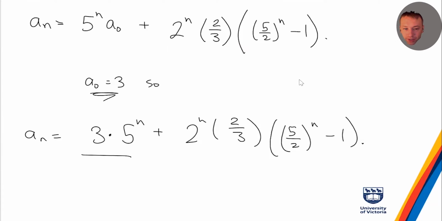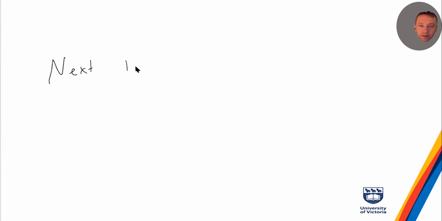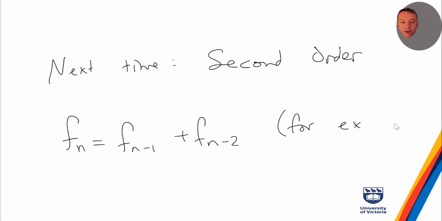A very strange kind of answer. Okay, so that's all the examples I have for you today. Next time, we'll start with a little bit more complicated example of this type, again using this telescoping trick, and then we will move on to second order recurrence relations. Second order recurrence relations are things like the Fibonacci sequence. So for example, Fibonacci, f_n equals f_(n-1) plus f_(n-2). Okay, so are there any questions?